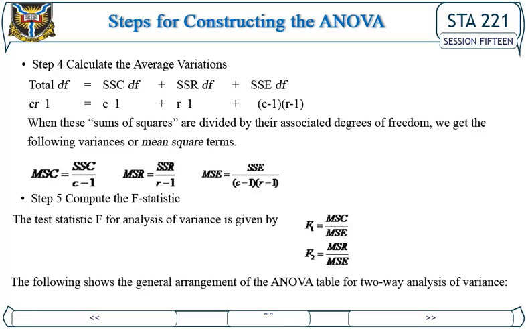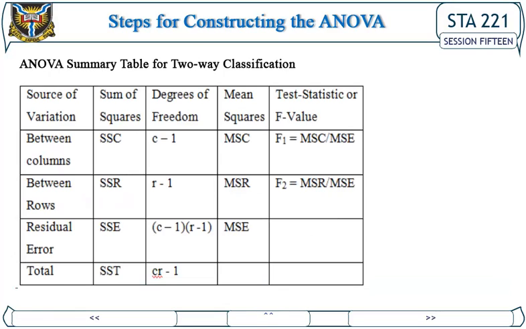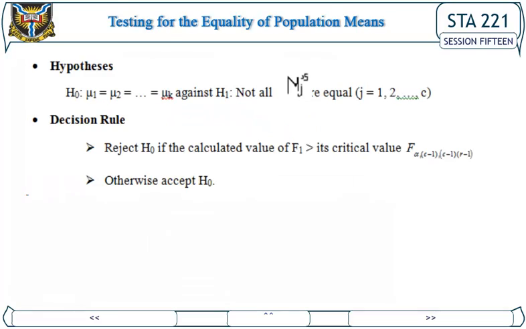The following shows the general arrangement of the ANOVA table for two-way analysis of variance. ANOVA summary table for two-way classification. Testing for the equality of population means. Hypothesis. Decision rule. Reject H0 if the calculated value of F1 is greater than its critical value F alpha with (C minus 1, (C minus 1)(R minus 1)) degrees of freedom. Otherwise, accept H0.